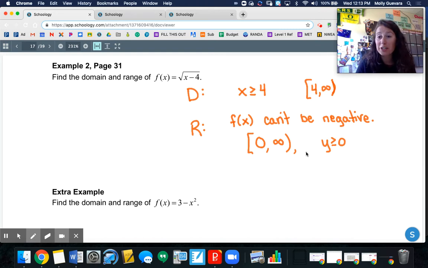Okay, so I want you to try this one for the extra example. So really pause the video, think about what numbers am I allowed to put in, right? And then what numbers am I allowed to get out? So really focus on it, see if you can come up with the right answer, and then when you're ready, you can check your work by hitting play.